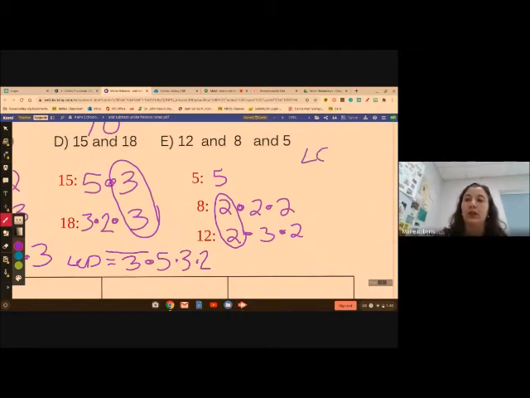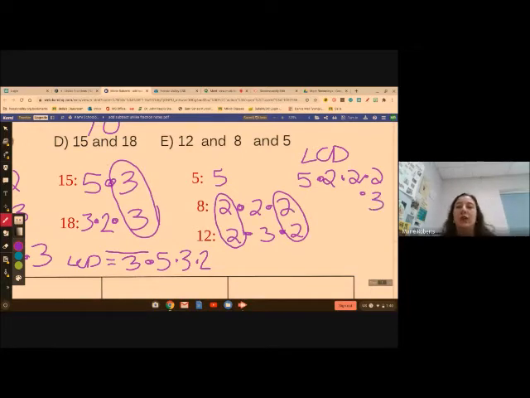So my LCD has to have the 5, the shared 2, and the other 2 unshared 2s. And then, oh wait, there was a shared 2 right there. 2 shared 2s, right? So I got 1 shared 2, an unshared 2, another shared 2, and then I need a 3. 5 times 2 is 10. 2 times 2 is 4 times 3 is 12. 10 times 12 is an LCD of 120.